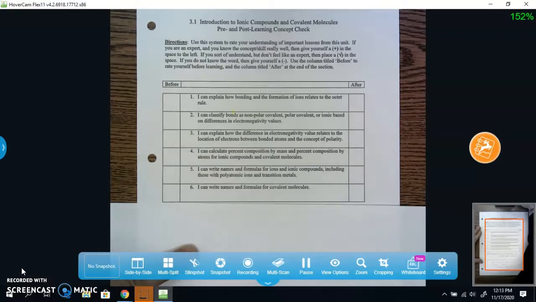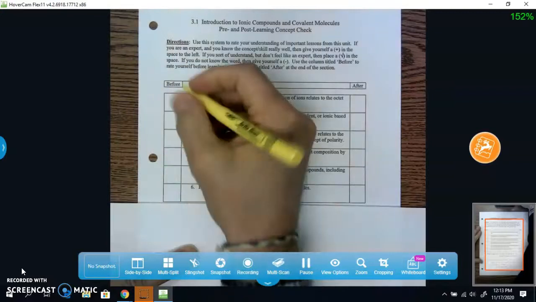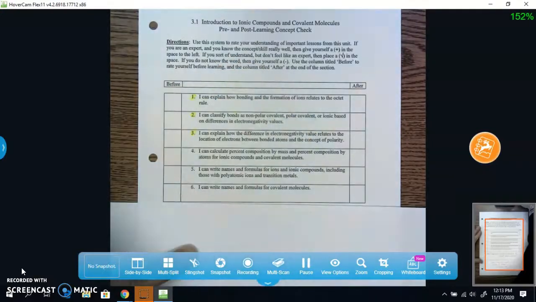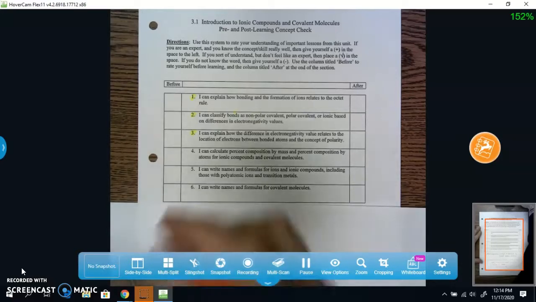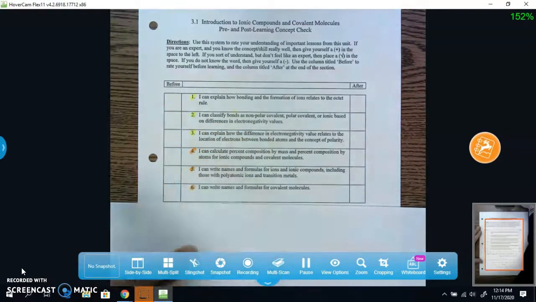Okay, the first thing that I want you to know is that objectives 1, 2, and 3 go together as a chunk. And you're going to find that we use a lot of language and terminology to explain those concepts. 4, 5, and 6 also go together as a chunk, but they're a little bit more mathematical and technical in nature. So I'm going to highlight these all the same color, and they get taught as a chunk.